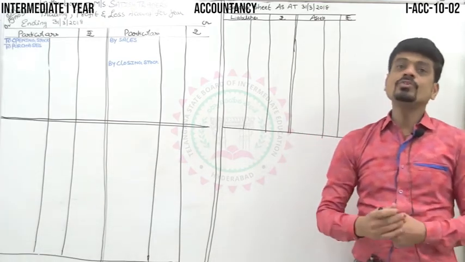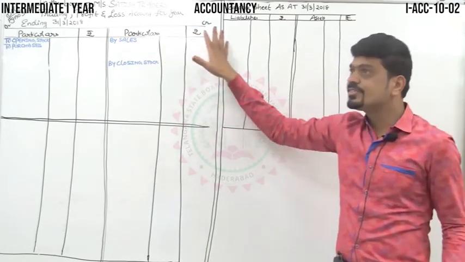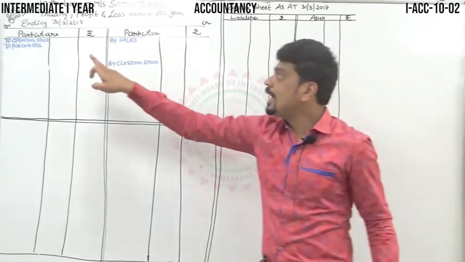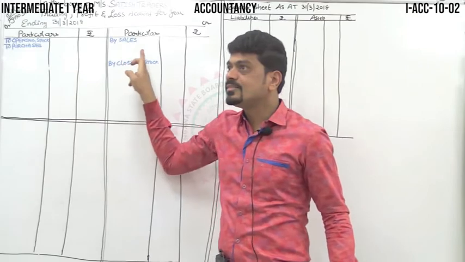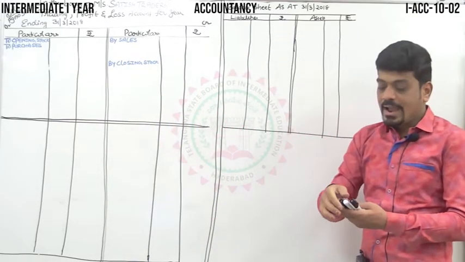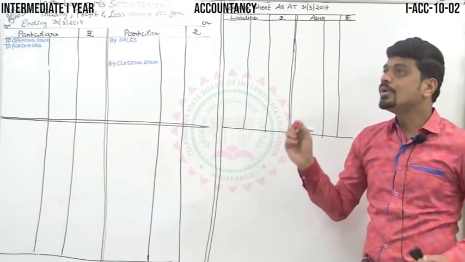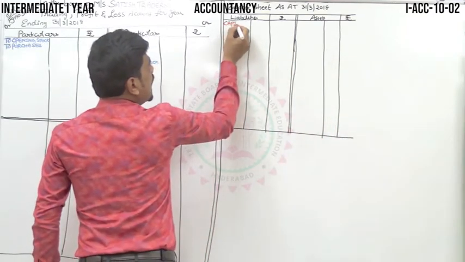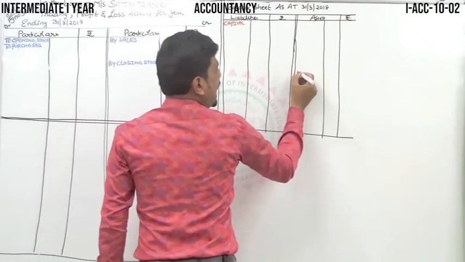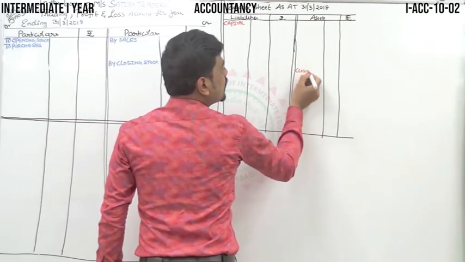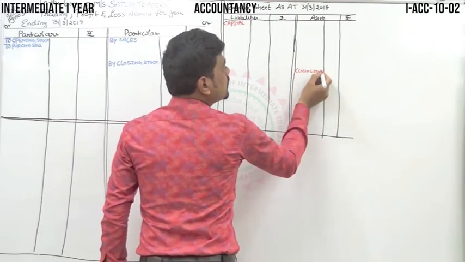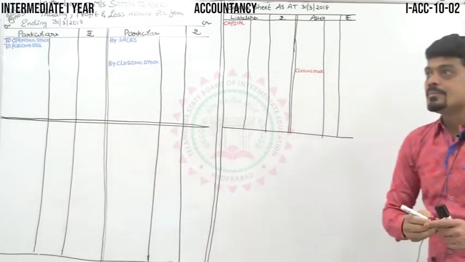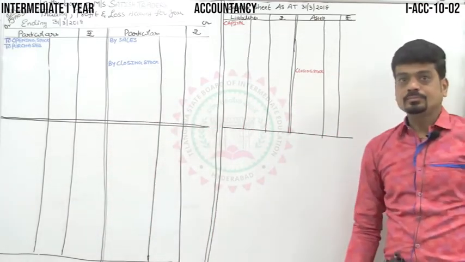Then, how to start the problem? First, make the structure ready. I wrote opening stock, purchase, sales, closing stock. And one more item, as I already told you, we'll write capital and closing stock here. It is better if we write and keep it. Like that, the structure is ready.